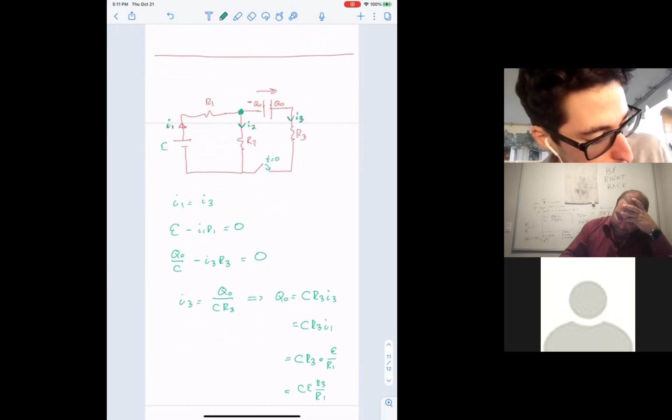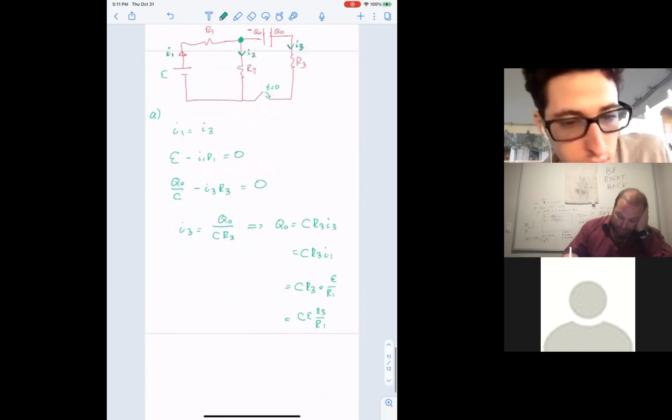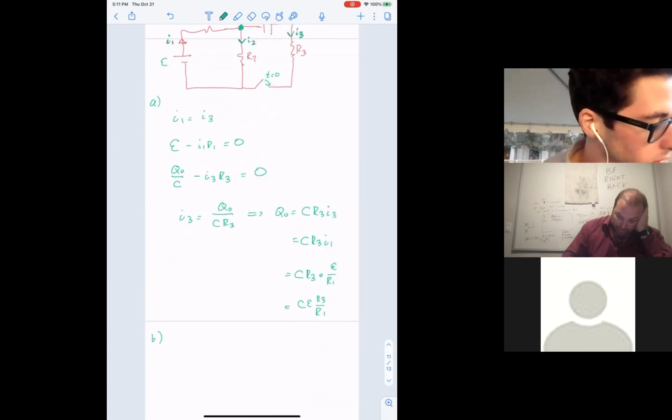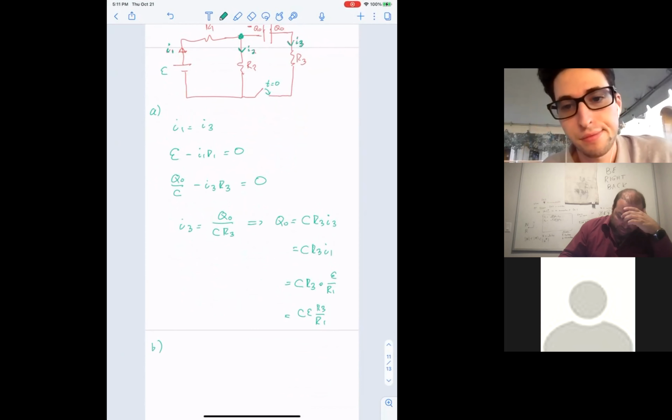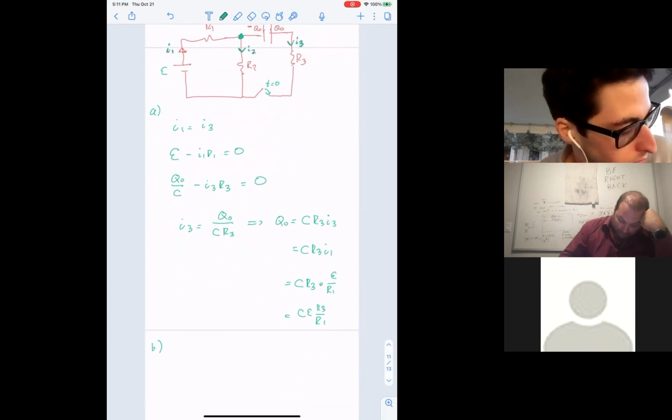Do you agree with that? Yeah. Now part B was easier than it felt. Okay, so if Q naught has the value found in A, what is the current through R3 before the switch is closed, right after the switch is closed, and a long time after the switch is closed?